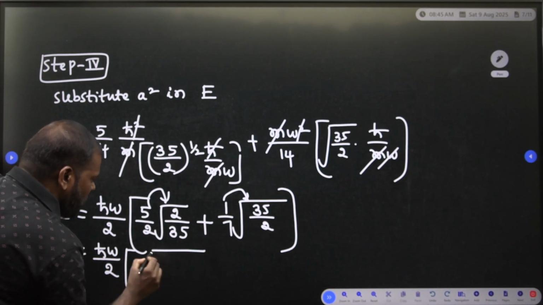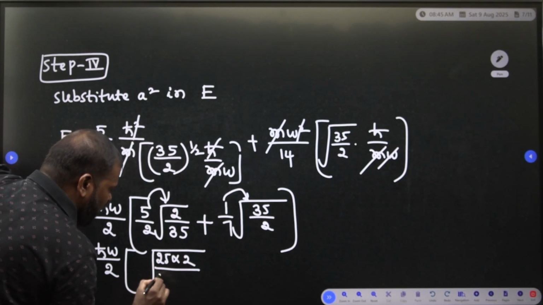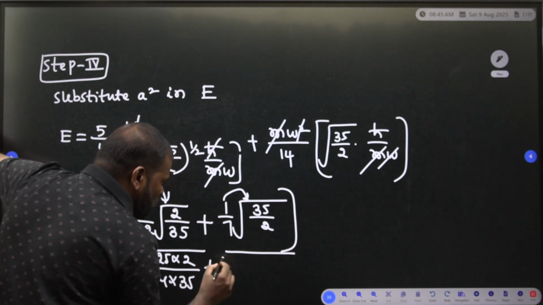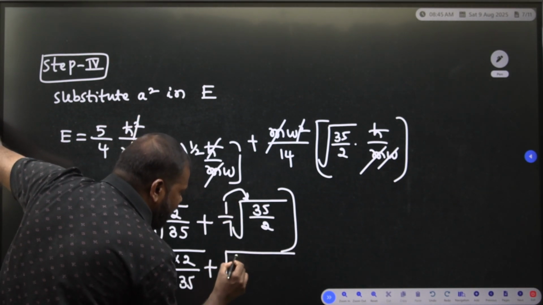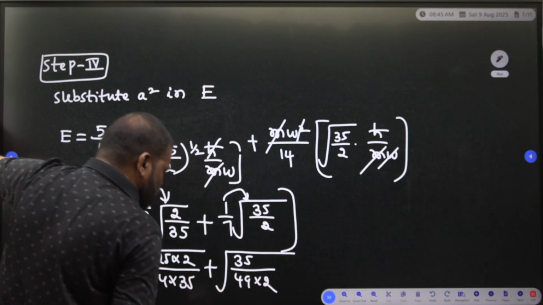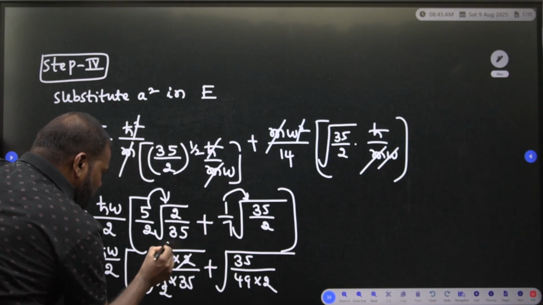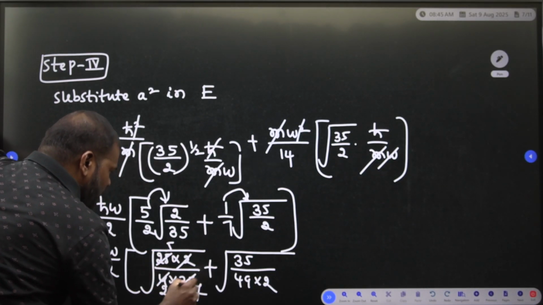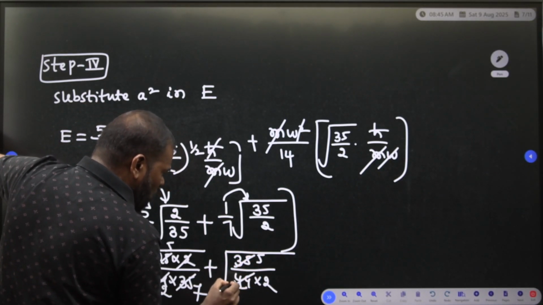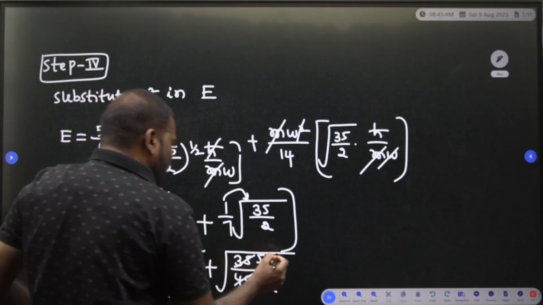So the root, so 5 you are going to get 25 into 2 divided by 4 into 35, plus you have to take this one inside, 35 divided by 49 into 2. So now you have to cancel it. 2 and 1 cancel, 2 and 2 cancel, 5 and 5 cancel, 5 and 7 you have to take. 5 and 5 cancel, 7 and 5 cancel, 7 and 7 cancel, and you have to calculate.